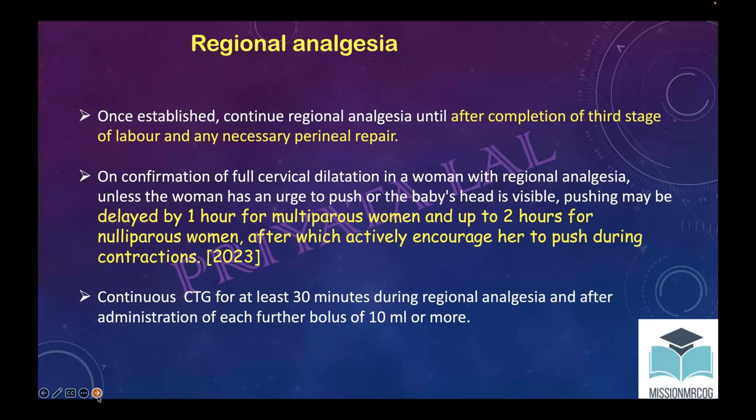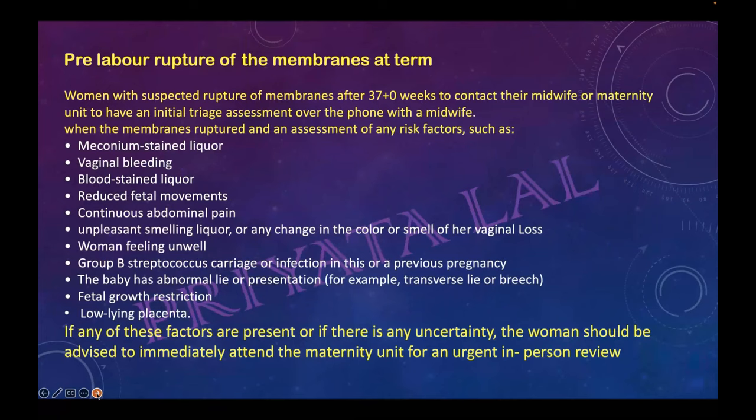Now, what they say about pre-labor rupture of membranes, but at term. There should be a risk assessment. So all these risk factors they would look for: meconium stained liquor, bleeding, blood stained liquor, reduced fetal movement, continuous pain, GBS carriage, the woman feeling unwell, IUGR and low lying placenta. If these factors are there or there is an uncertainty, the patient has to be reported immediately.